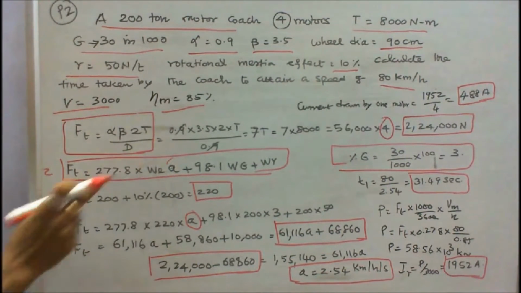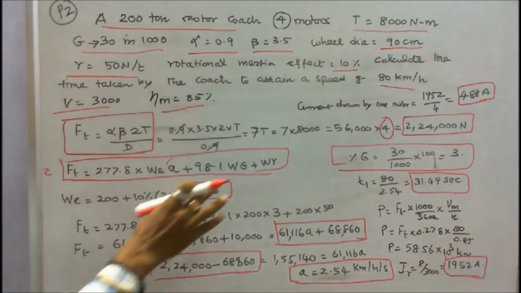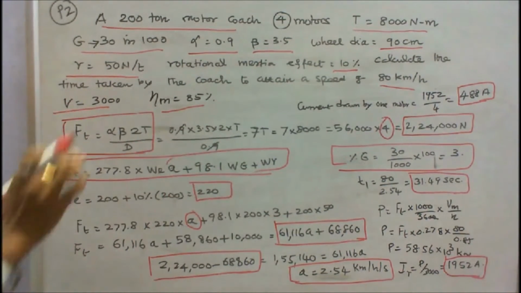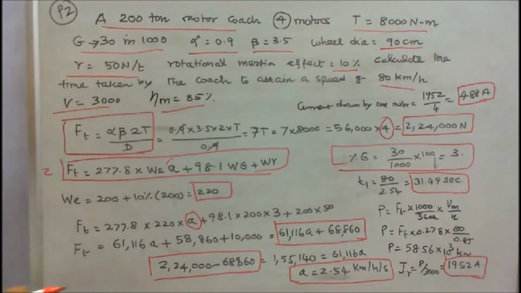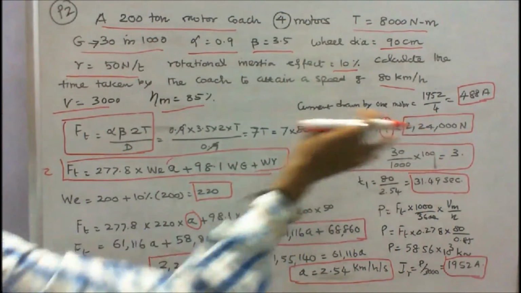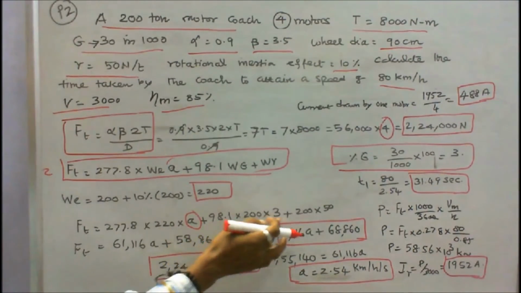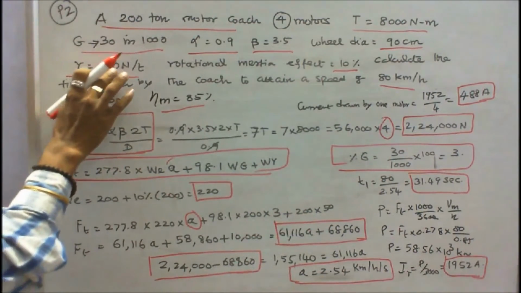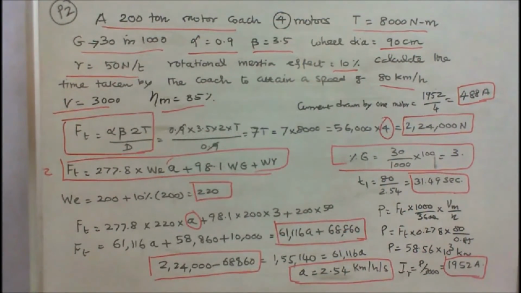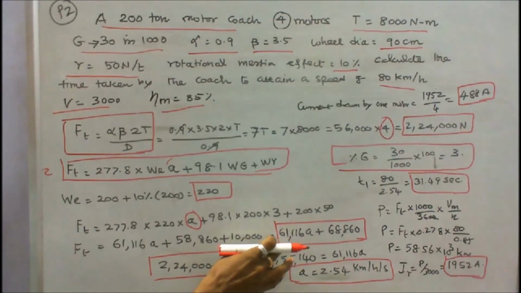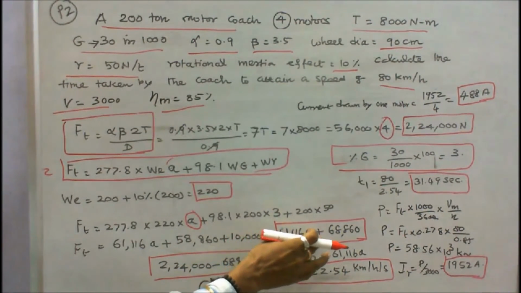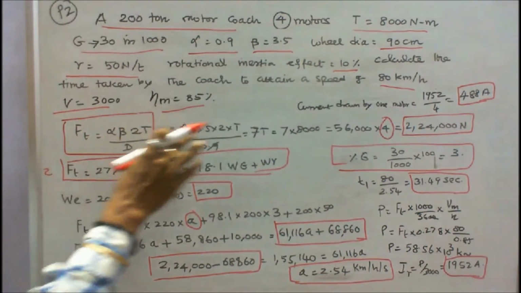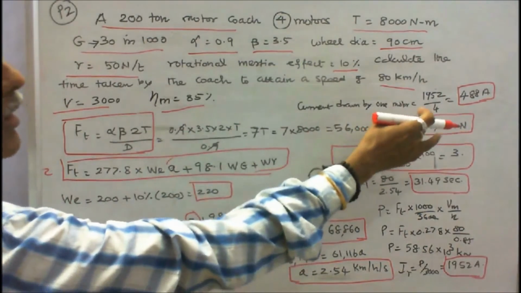So, we know We is equal to 220 and W dead weight is 200 and G gradient is 30 in 1000. Therefore, 30 by 1000 into 100 is equal to 3. Therefore, 200 into 3 plus dead weight 200 into resistance, given as 50 Newton per ton, into 50. So, we will get 61,116 into A plus 68,860, and already we calculated the value Ft is equal to 2,24,000.